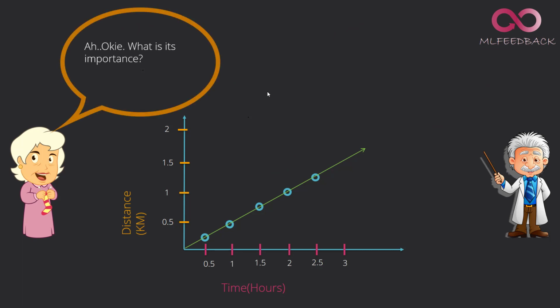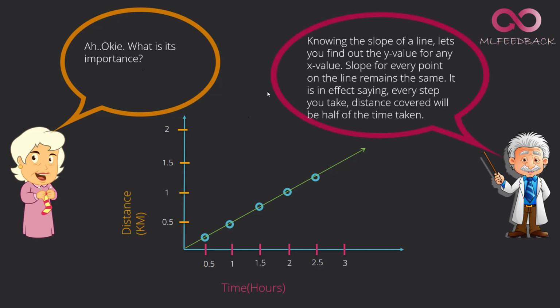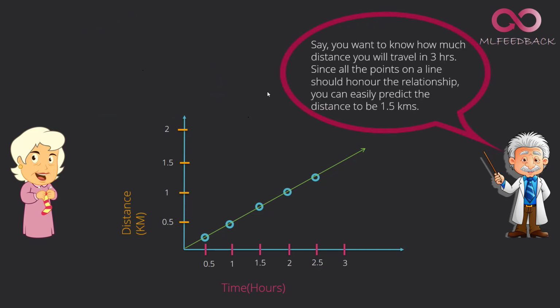Granny says, okay, I understand the mathematical importance of it, but what exactly is its importance? Albert says, knowing the slope of a line lets you find out the y value for any x value. Slope for every point on the line remains the same. If you look at our data, all the points on the line will have the same slope, which is 1 by 2. Let us take an example.